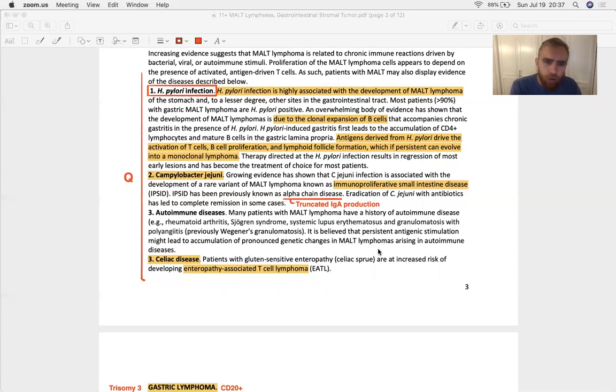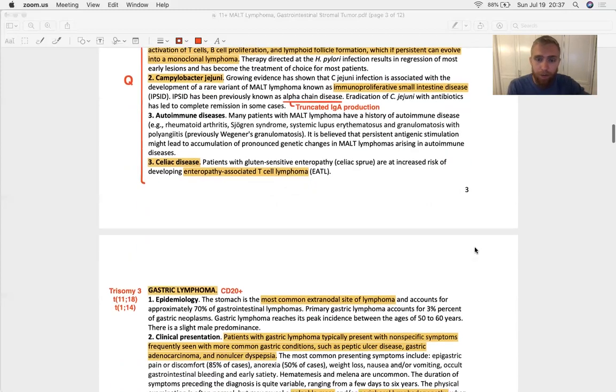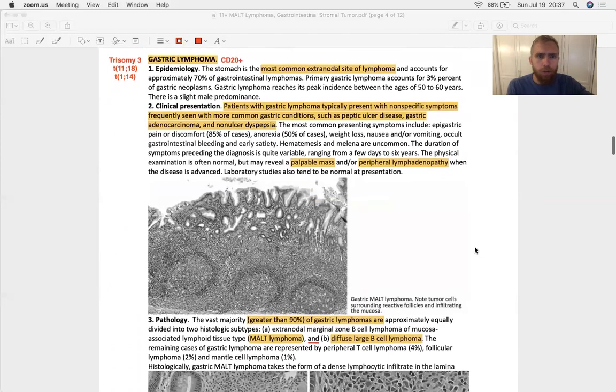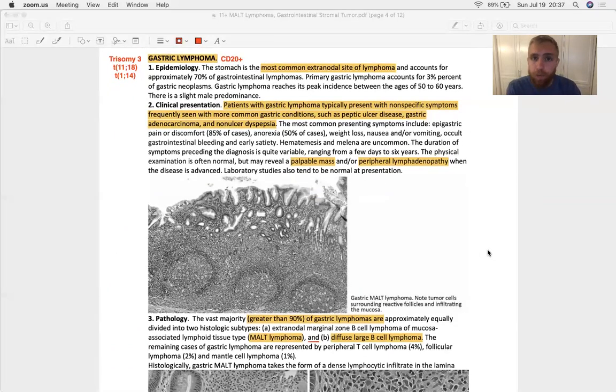So Helicobacter is associated with MALT lymphoma, Campylobacter with IPSID, which is a variant or subset of MALT lymphoma. And then celiac disease is associated with enteropathy-associated T-cell lymphoma. Those are 3 predisposing factors for 3 subtypes of lymphoma. That's as close to an obvious question as I've been able to find in this SDL besides the genetic stuff. So let's talk about gastric lymphomas, lymphomas of the stomach.